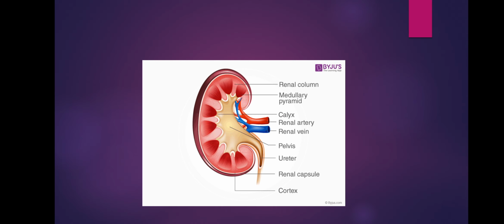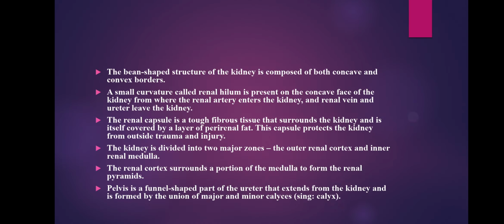The kidney is divided into three zones: renal cortex, renal medulla and renal pelvis. The kidney is divided into two major zones: the outer renal cortex and the inner renal medulla. The renal cortex surrounds a portion of the medulla to form the renal pyramid.